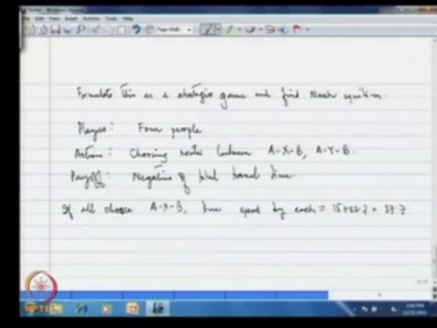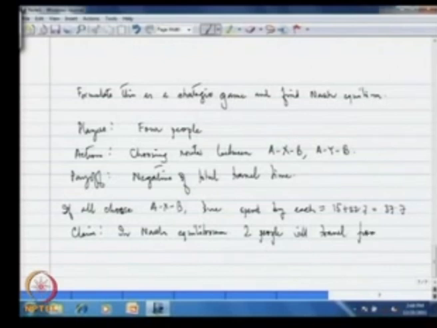Therefore, some will deviate, and my claim is that in Nash equilibrium, two people will travel in the AXB route, spending how much time? If they travel in the AXB route, then each will be spending 9 plus 20.9, which is 29.9 minutes.